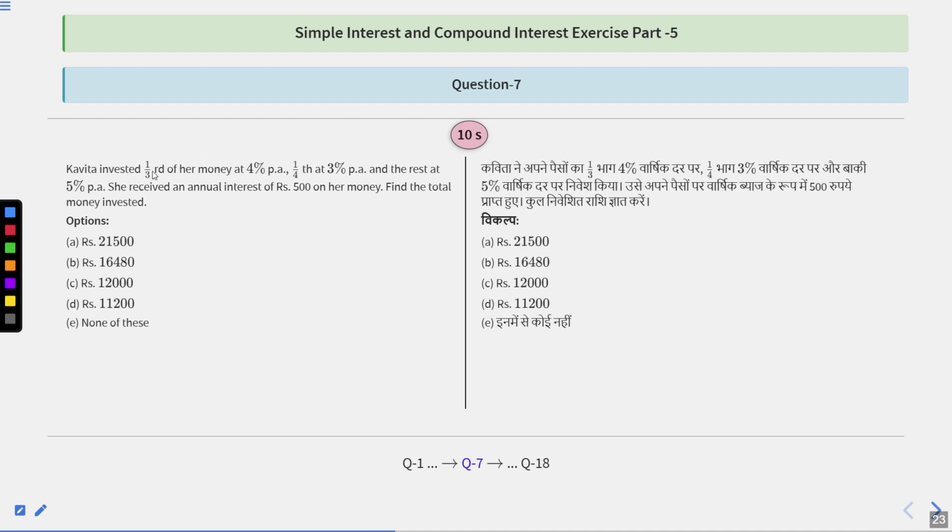Kavita invested one third of her money at 4% per annum, one fourth at 3% per annum, and the rest at 5% per annum. She received an annual interest of rupees 500 on her money. Find the total money invested. You have 5 options and 10 seconds to analyze the question. Your time starts now.